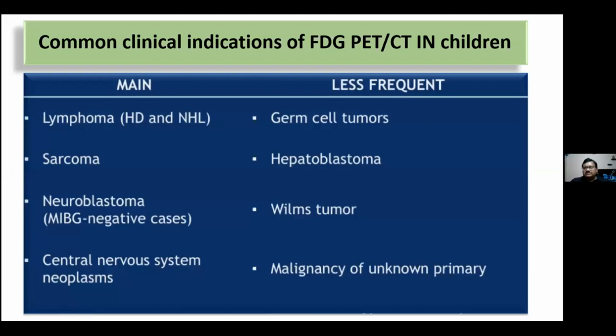Now, after all this, we are coming on to the common indications for PET CT in children. What are the main indications? The main indications are lymphoma, Hodgkin's and non-Hodgkin's, sarcoma, neuroblastoma. When I say PET CT, I mean the MIBG negative cases. And CNS tumors. We don't get many cases because I'm working in a center, but I believe hospitals get many more cases than we get. Less frequent are germ cell tumors, hepatoblastoma, Wilms tumors, and malignancy of unknown primary.